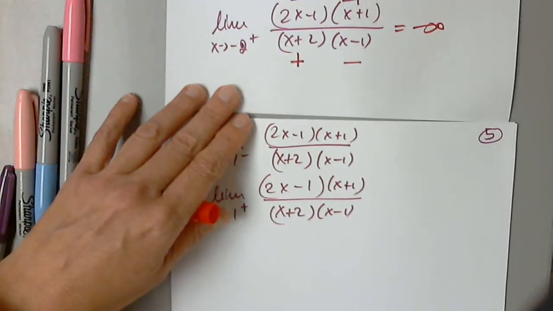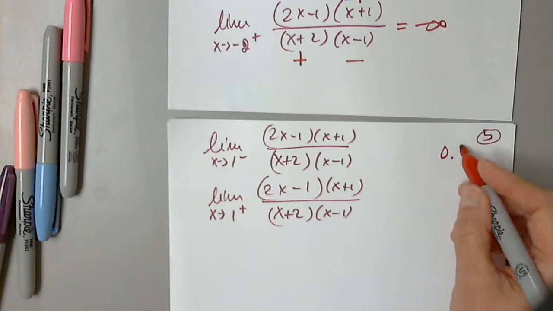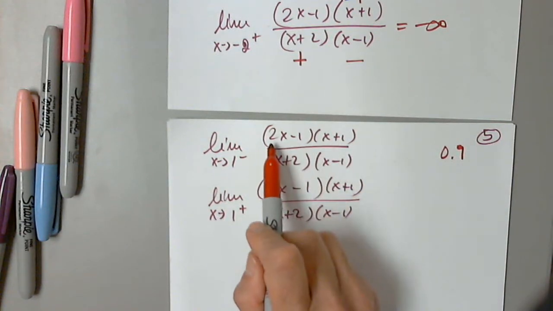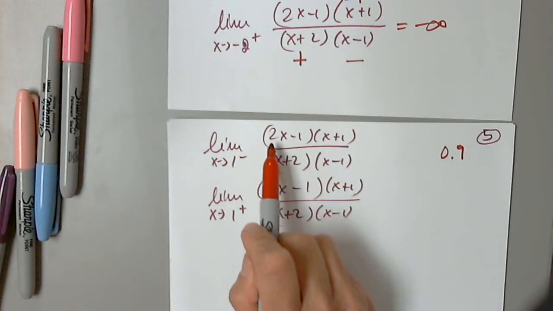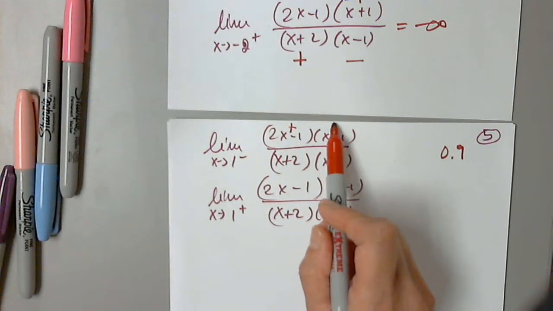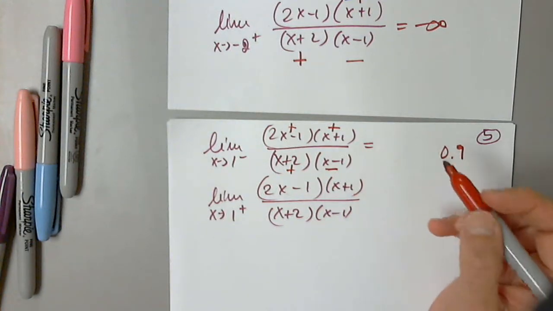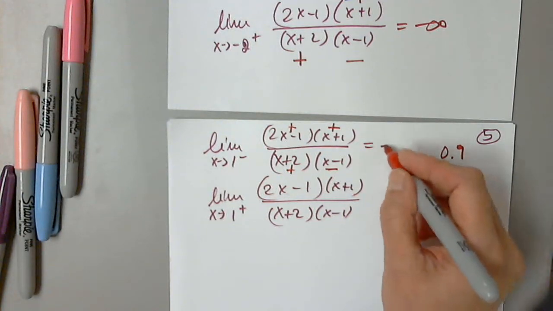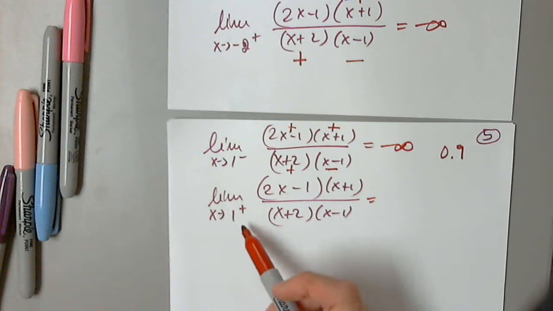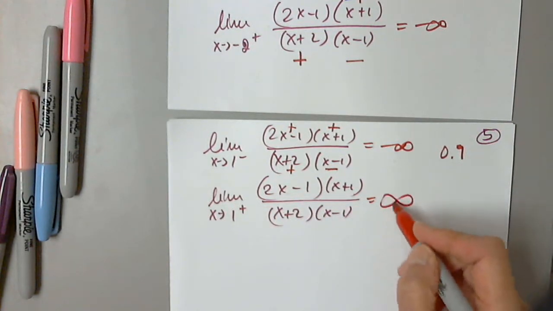Good. So now with 1 from the left, I'm using 0.9. So this is negative 1.8 minus 1, so this is negative. This is positive, this is positive, but this is negative. So what is the sign? Yes. And then 1.1, positive, positive, positive, positive, positive.